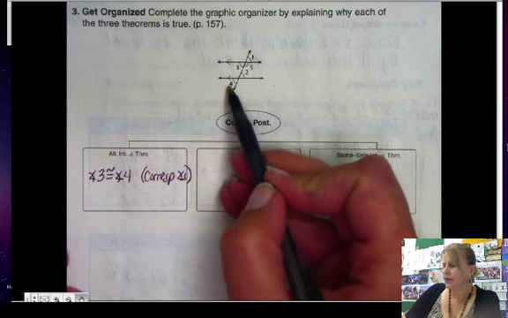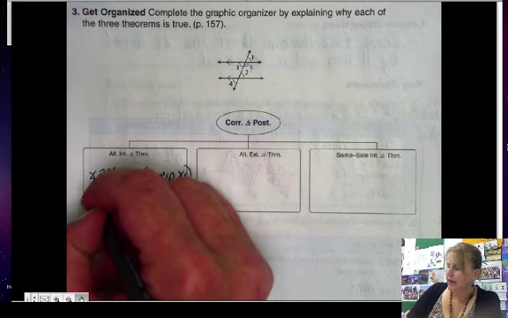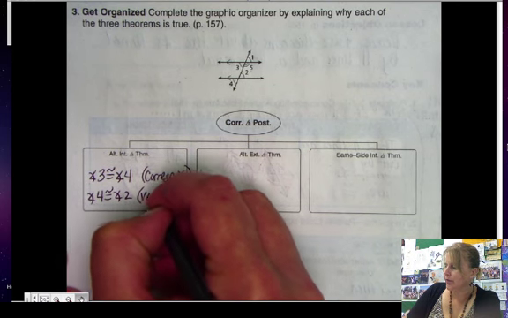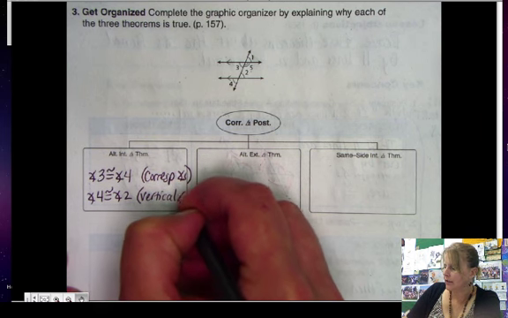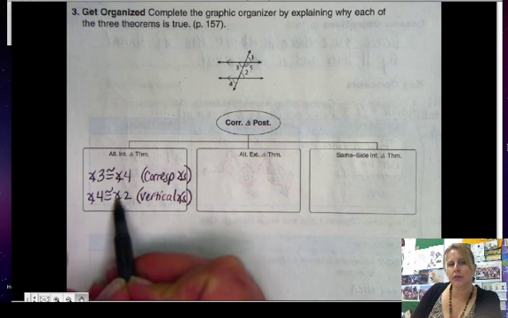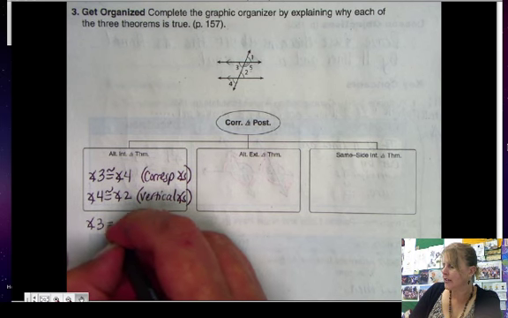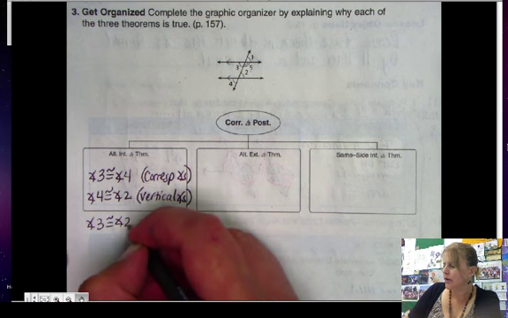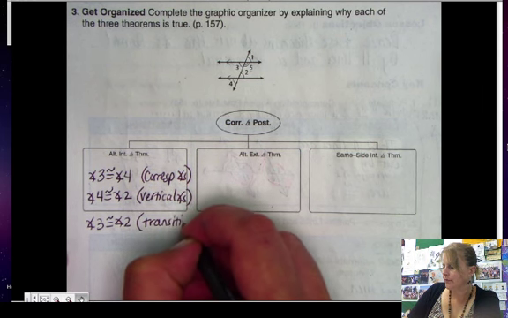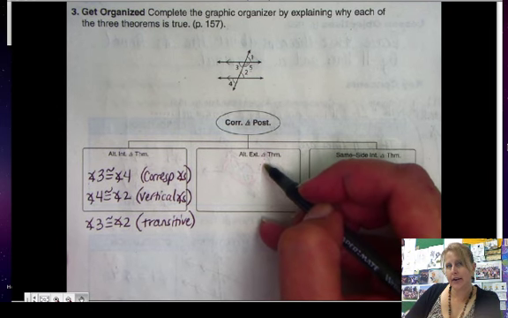Now we can say that 4 and 2 are equal, right? Because they're vertical. So angle 4 is congruent to angle 2 because they're vertical angles. Therefore, if 3 is congruent to 4 and 4 is congruent to 2, you should be able to say then that angle 3 is congruent to angle 2 because of transitive. Okay? Now, why is the alternate exterior angles congruent?